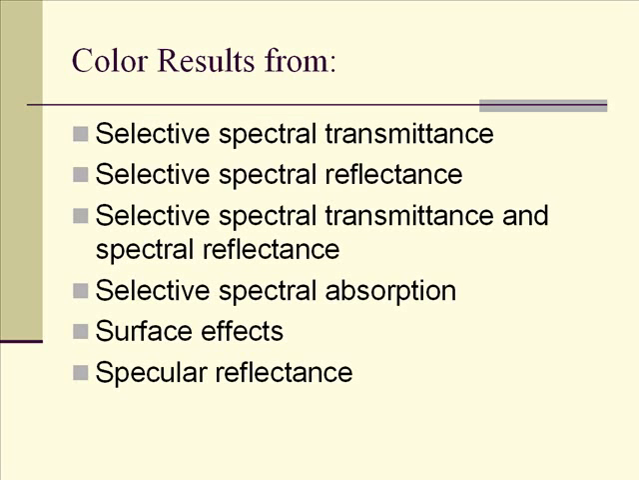If we have reflectance, some wavelengths are absorbed and some wavelengths are reflected, so that gives us a colored object that's not transparent. We can have selective spectral transmittance and spectral reflectance both in the same object. A lot of plastics are like that. That's an object that we call translucent, that light will pass through it, but also light will be reflected by it. Think of, say, a big McDonald's sign, the Golden Arches.